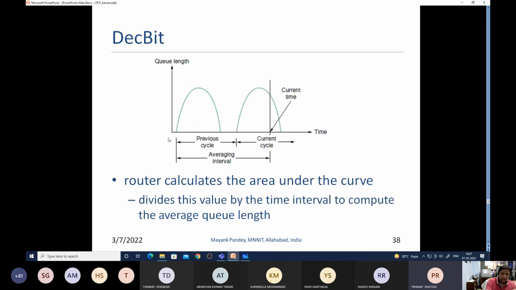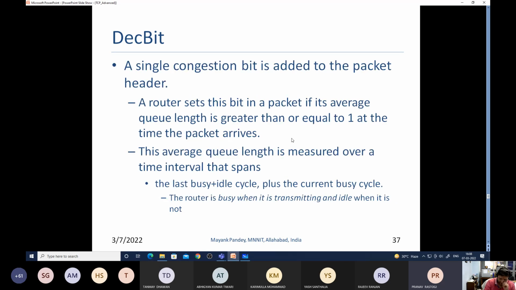So that's the previous cycle and the current cycle. So busy, idle, and the current busy cycle. So this is the averaging interval. And the router calculates the area under the curve. If you see carefully, it is nothing but the area under the curve, and it divides this value by the time interval to compute the average queue length. And if this average queue length is greater than or equal to 1, then the packet will be marked. That bit would be set.